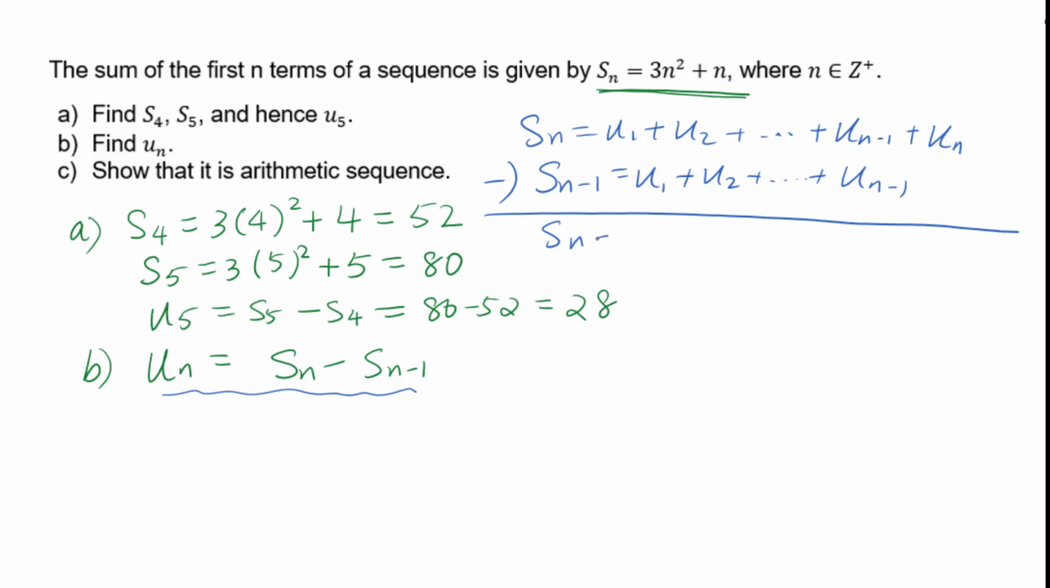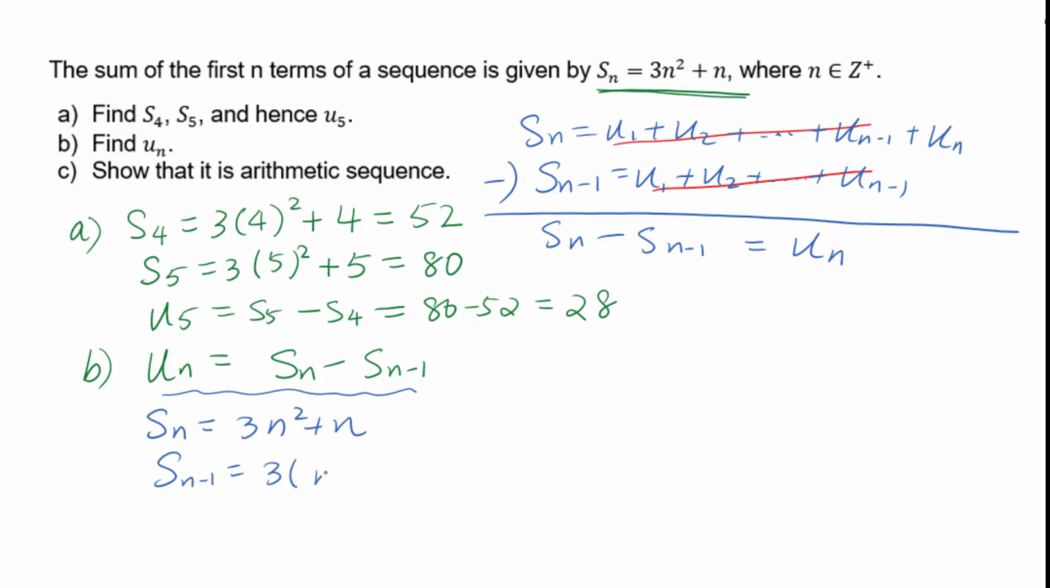We will get S sub n minus S sub n minus 1 equals U sub n, because we cancel U sub 1 to U sub n minus 1. So we get this formula for U sub n. For S sub n equals 3n squared plus n, for S sub n minus 1 equals 3 times (n minus 1) squared plus (n minus 1).